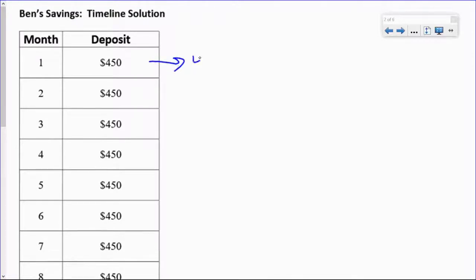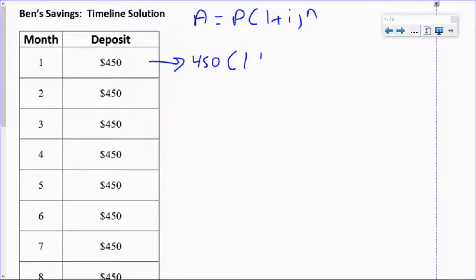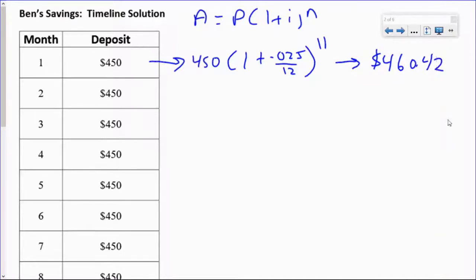And so that money, using the compound interest formula, we'll just write here, will be worth 450. Take your interest rate, divide it by 12, and like I said, 11 months to collect interest. That actually works out to $460.42. So that first $450 collects a little over $10 in interest.